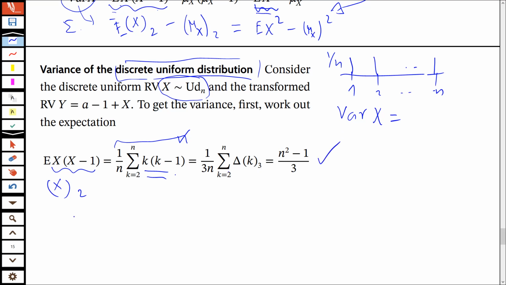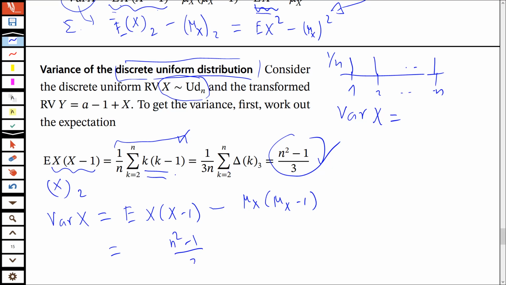And now if I want to know the variance, I can simply use this result. The variance will be the expected value of this falling factorial minus the falling factorial of the mean. Now I already worked this out, so I just plug it there. n squared minus 1 over 3 minus, I already know the answer. I know the mean of the standard discrete uniform distribution. If you remember, mu x was n plus 1 over 2, so it is n plus 1 over 2 times n plus 1 over 2 minus 1. Simplify this and you will get your variance.